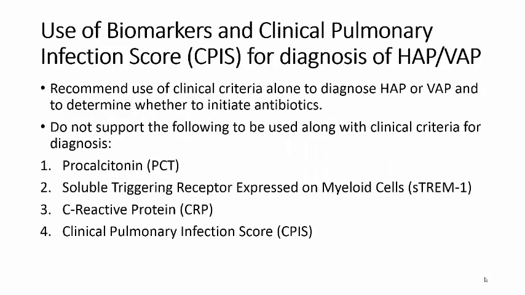So what about the key, this is the next important thing: what about the use of biomarkers or a biomarker-like score, the clinical pulmonary infection score, CPIS, for diagnosing HCAP or VAP?